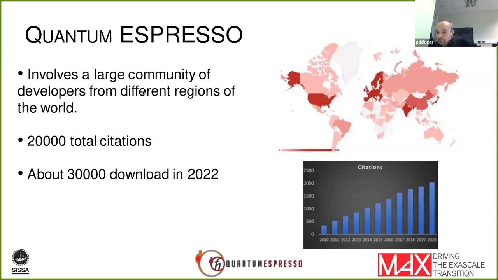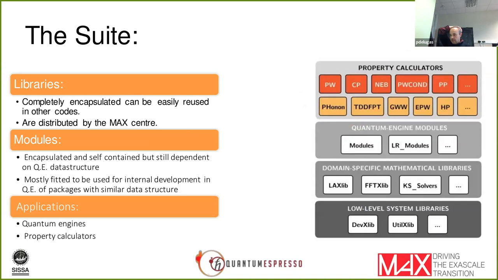So Quantum Espresso is not a monolithic code; it's a suite of codes. This obviously comes also from the origin, which was the merging of two different packages. But this is the philosophy that has been kept up to now. And so we have many applications that can be run one after the other, so they can run in complex workflows to produce the results of our calculations.